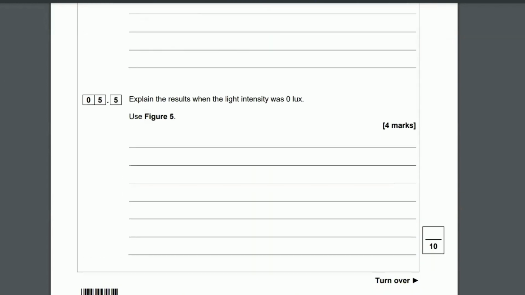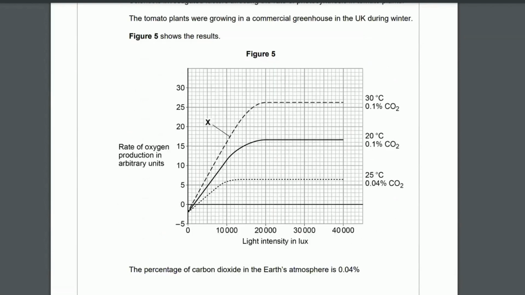And then explain the results when the light intensity was 0. So let's take a look at the graph and see if we can explain those results. So when there's no light, we'd think, well, there's no photosynthesis, so there's no oxygen, right? Yeah, that's right. There's no oxygen at 0. Oh my gosh, there's negative oxygen. How can there be less oxygen than 0? How can these plants be producing a negative amount of oxygen? That means they're taking in oxygen from the atmosphere.